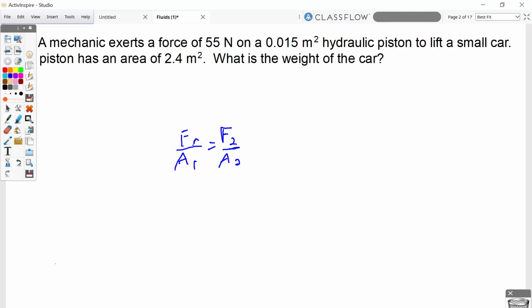Okay, so in this example, we want to plug in our first force and our area. Equals, and then they're giving us our area, right? So we know that because of the units, if it's a Newton, we know it goes on the top. But since it's a meter squared, we know that that's our area. So now all we have to do here is we're going to multiply these two numbers.